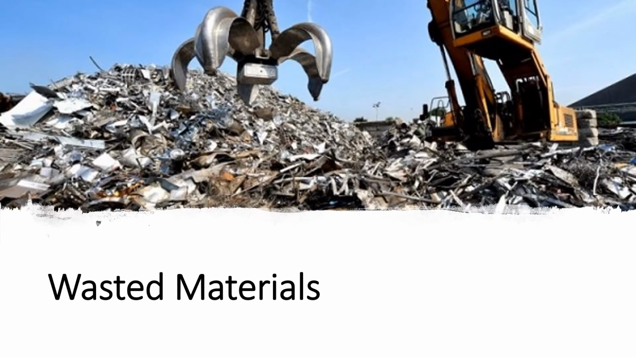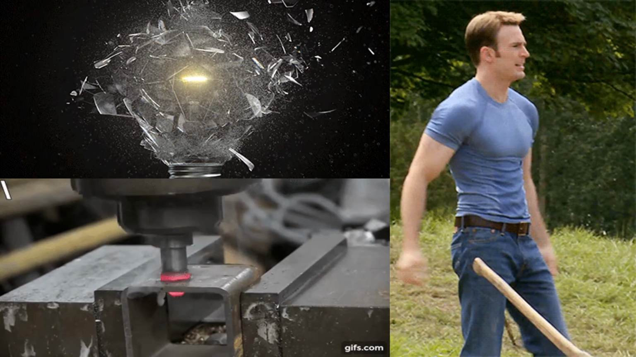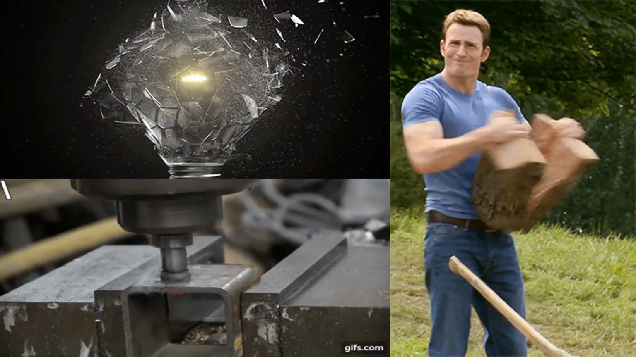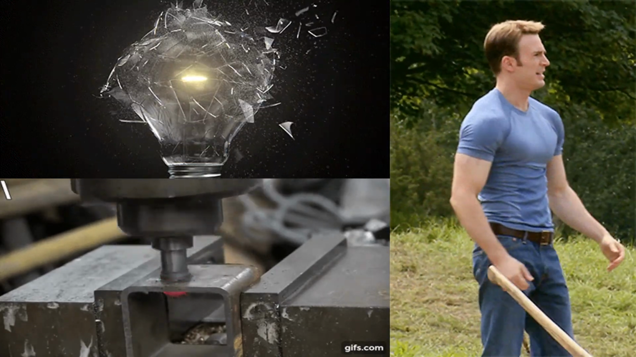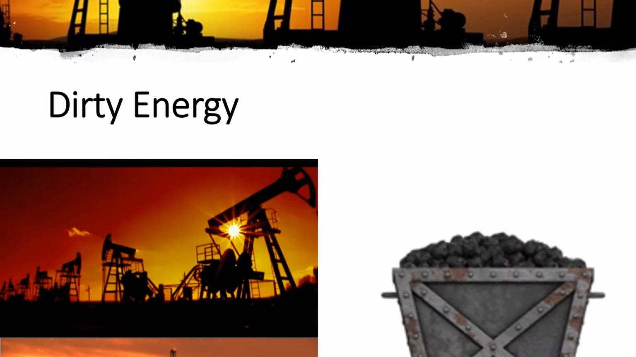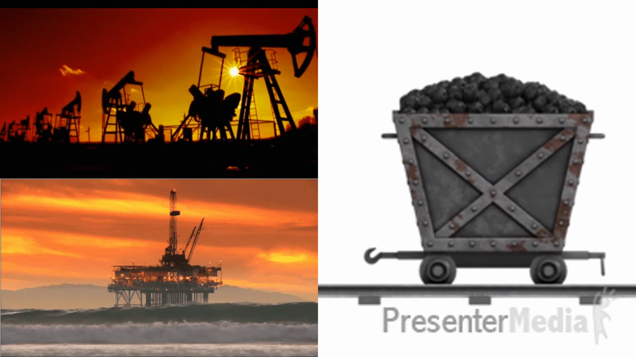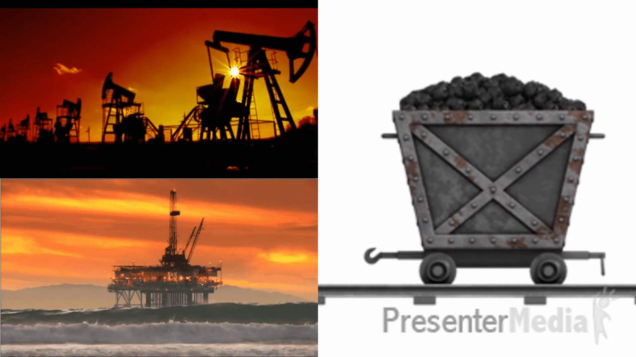Fourth is wasted materials. These are wasted resources such as wood, glass, and metal. And lastly is dirty energy. This is the pollution from fossil fuels, and the biggest source is coal-fired power plants.